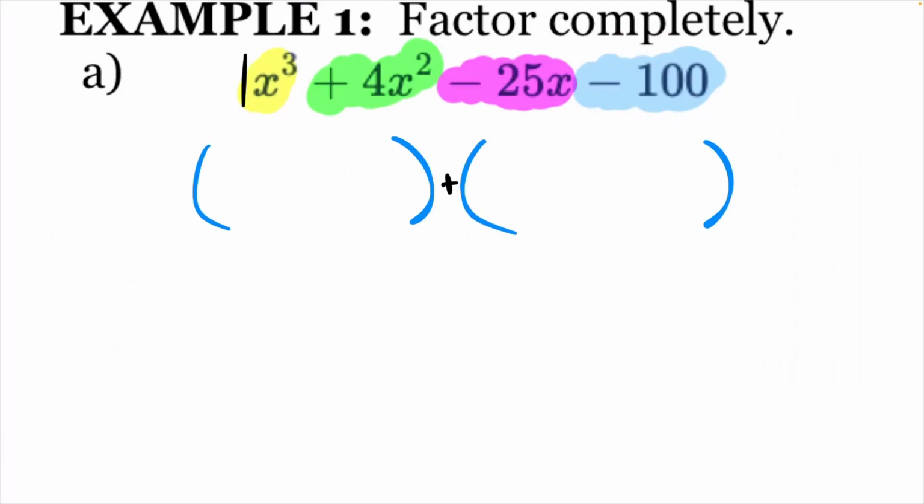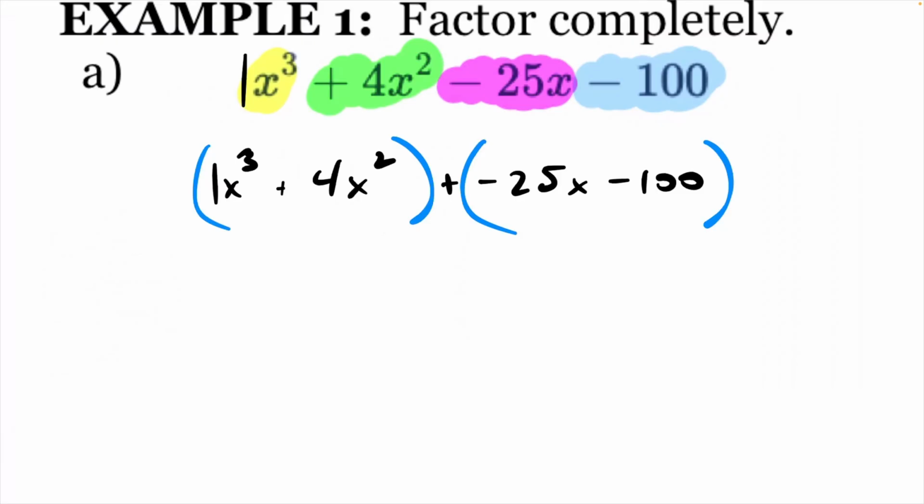So the yellow and the green are going to go in the first group: 1x³, 4x². The magenta and the light blue are going to go in the second group: negative 25x minus 100. Okay, that's step 2. There are more steps, but some of them are fast. We just did step 2: put them into groups, done. Step 3 and 4 go pretty fast as well.